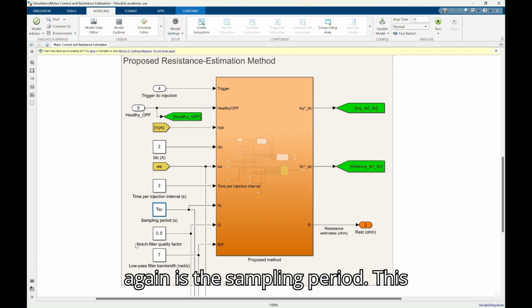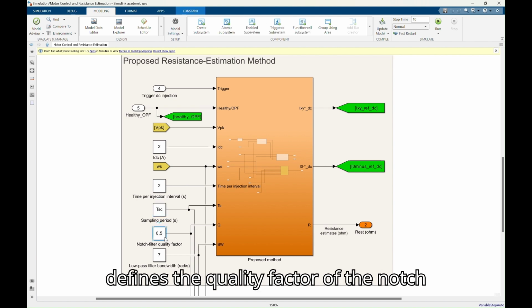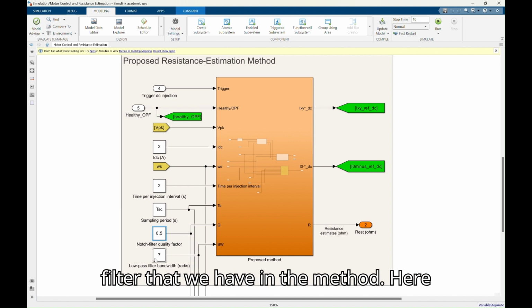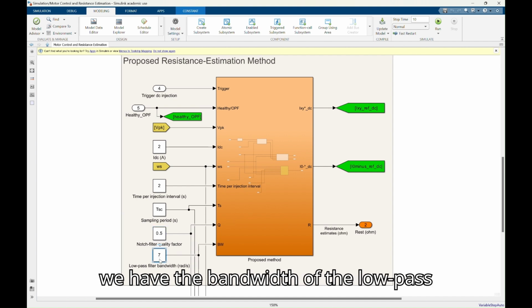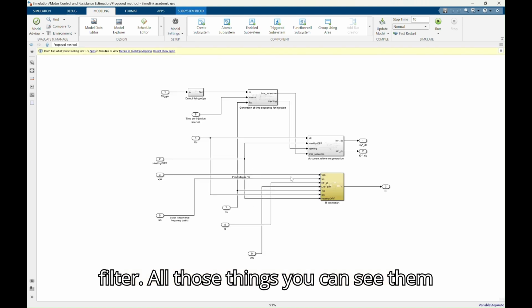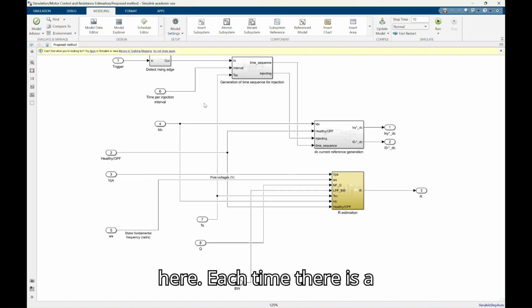Each time we are going to estimate the phase resistances. Here again is the sampling period. This defines the quality factor of the notch filter that we have in the method. And here we have the bandwidth of the low pass filter. All those things, you can see them here, okay?